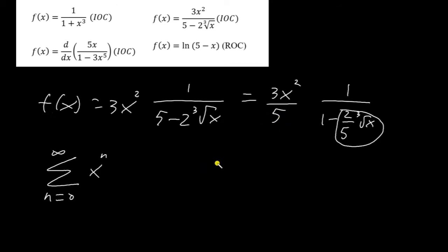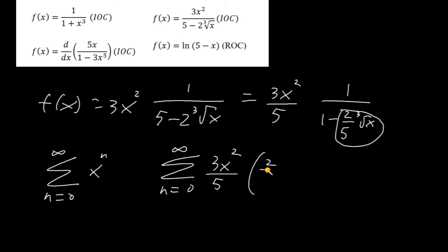So my new series will be the sum from n equals 0 to infinity of 3x squared over 5, because we're multiplying the whole thing, and then we're going to replace the x with this, so we'll have 2 over 5 cube root of x. Oh, nope, that's not how we do. The 3 goes here. The cube root of x, there we go, to the n power. Okay, and then that's my series.